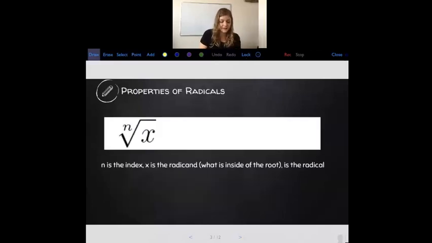You typically see them written in this form with the radical symbol, an n, and whatever's under the radical. So n is what's referred to as the index. X, or whatever's under the root, is the radicand, and then the symbol is the radical.